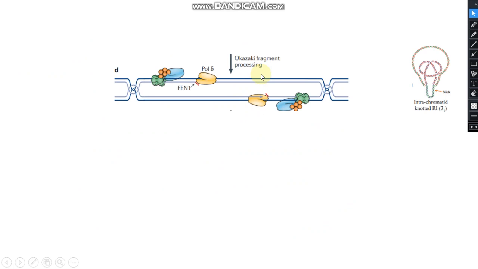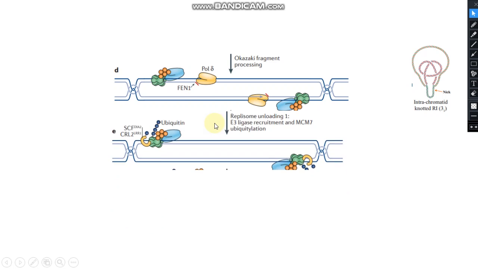In this process, as you see there, polymerase delta processes the final Okazaki fragment. And as you know, in the lagging strand there is an overhang region at the 3' end. That 3' overhang is processed by the FEN1 enzyme. And in the next step, the final step, the CMG encircles the double-stranded DNA.